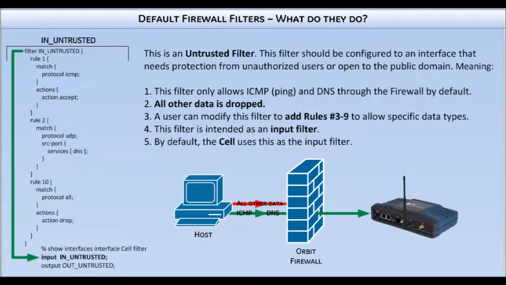Here is the in untrusted filter. This filter is the strict version of the in trusted filter. This filter should be used on interfaces connected on a public network. It'll only allow ICMP and DNS data to pass through the firewall into the ORBIT, plus any user-configured rules allowing additional traffic types. The ORBIT by default has this filter applied to the cell interface.